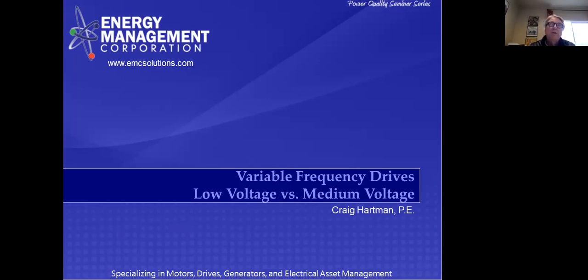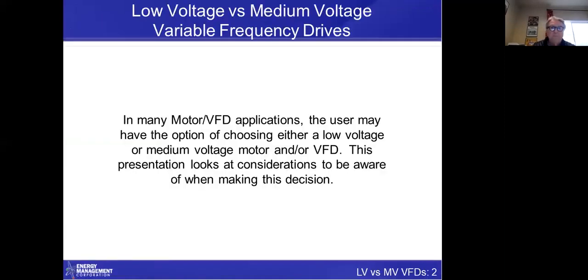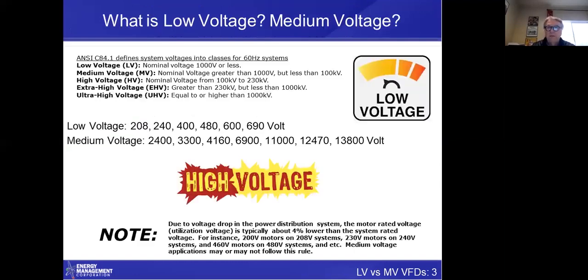Now, the first thing you might think was, well, the difference between a low voltage drive and a medium voltage drive is the voltage. Not really. In my opinion, the difference between a low voltage drive and a medium voltage drive is about the same thing as the difference between a switchboard and a motor control center. I mean, they're very, very different, and that might be surprising to some. In many applications, you could select either a low voltage or a medium voltage drive, and so this presentation helps you in terms of making those kinds of decisions.